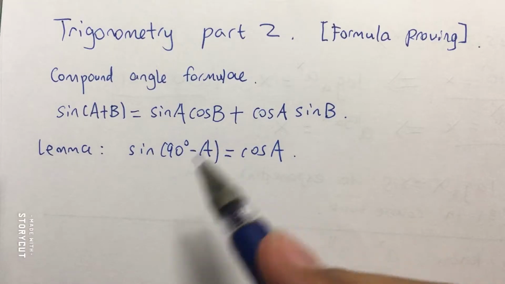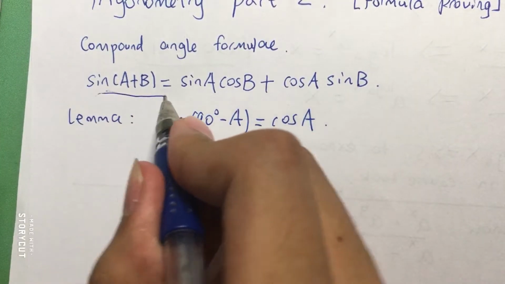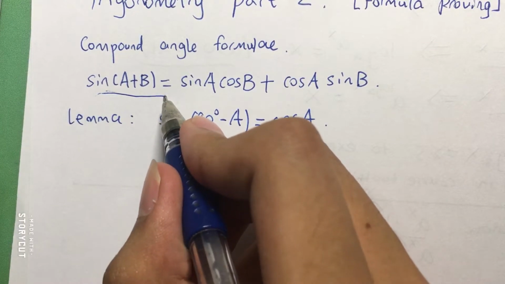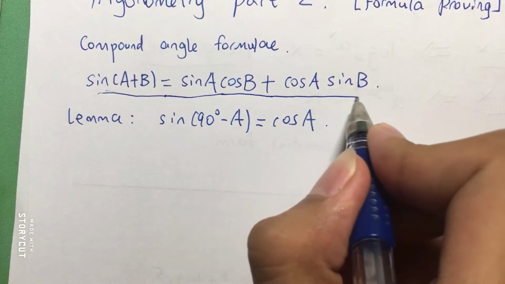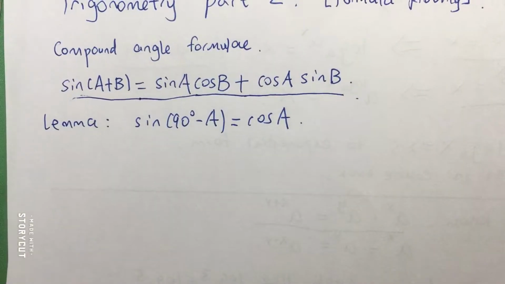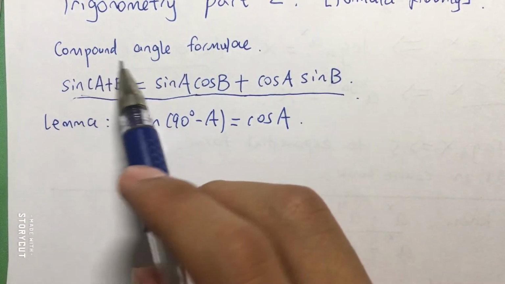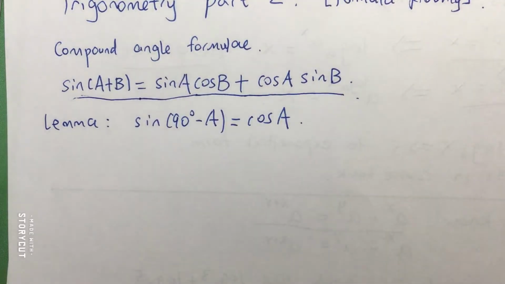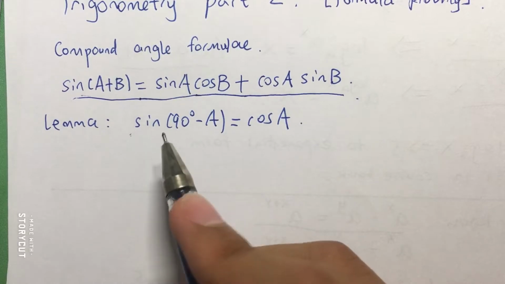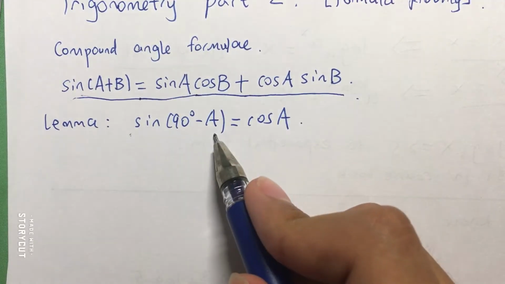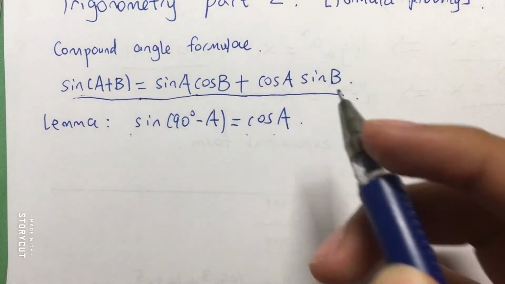So firstly, this is the only one we need to remember, which is sine (A plus B) is equal to sine A cosine B plus cosine A sine B. This is called the compound angle formula. And now there's a lemma, and this lemma is called sine (90 degrees minus A) is equal to cosine A.